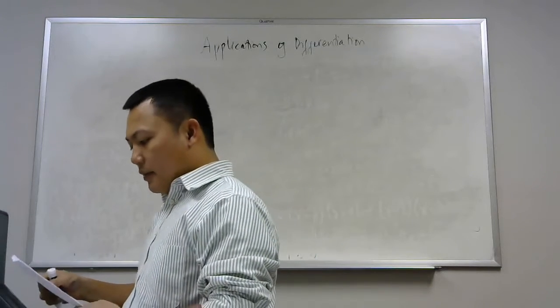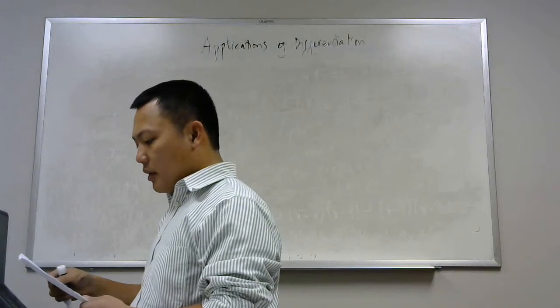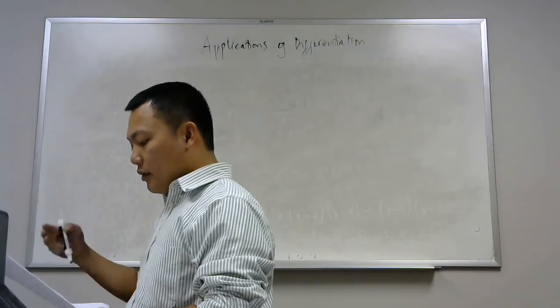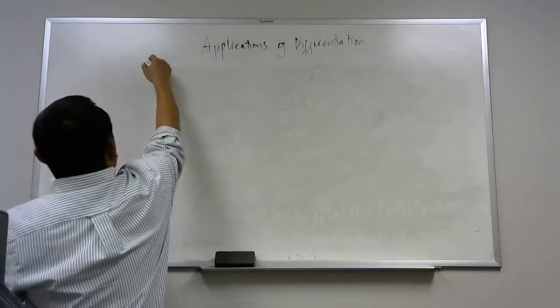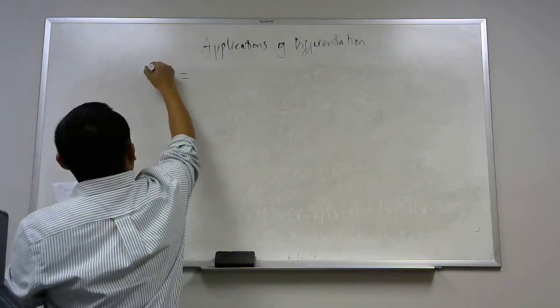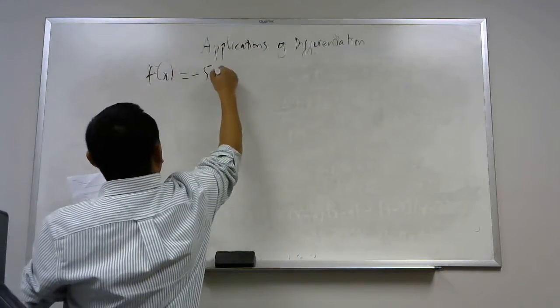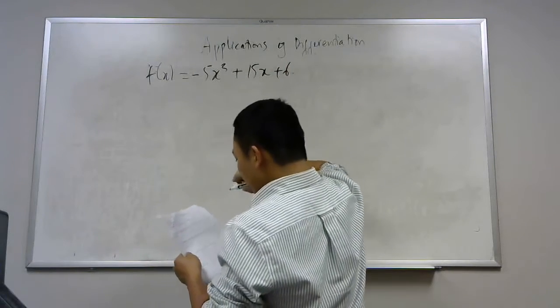Next, find intervals where the function is increasing, decreasing. Actually, in this problem, we do the chart for the first derivative. We have the function f of x equal to negative 5x cubed plus 15x plus 6, right?